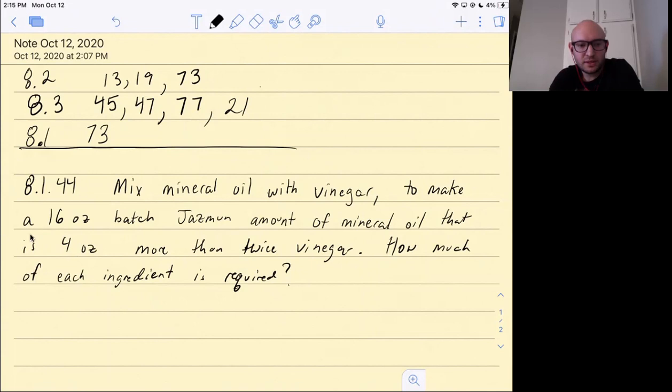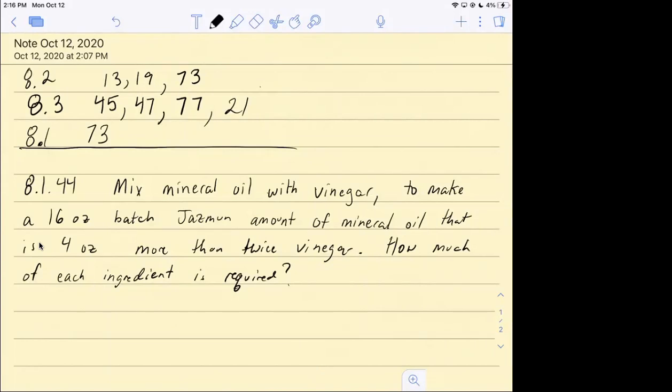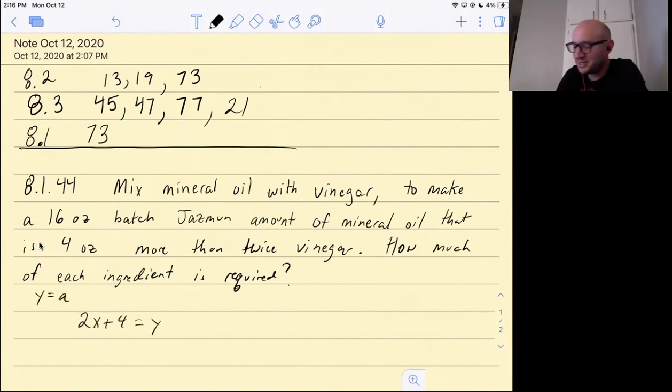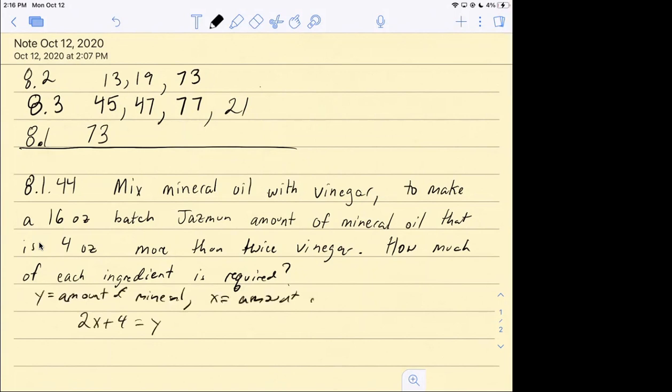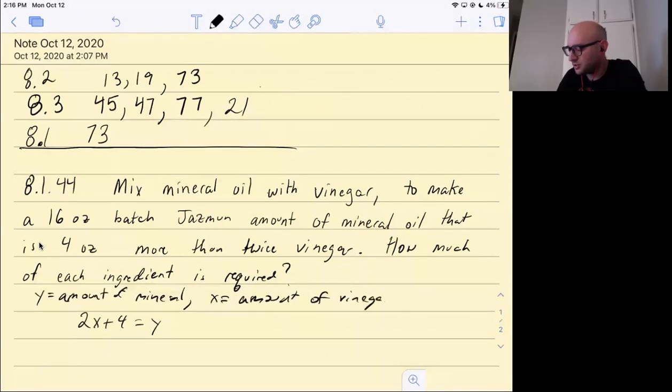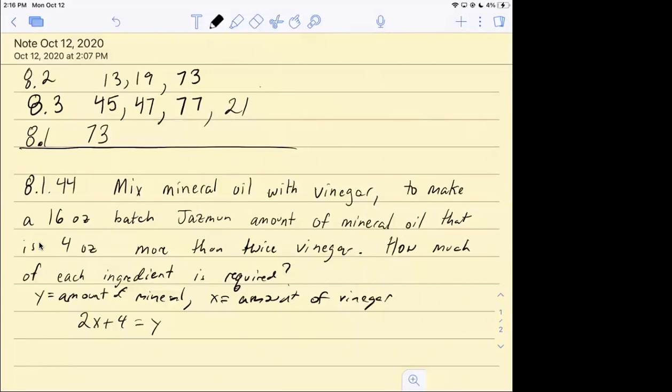Nice. Savannah, would you mind sharing kind of what your idea was? You did a great job. Sure. So the equations I used were 2x plus 4 equals y, where y equals amount of mineral oil and x equals amount of vinegar. Nice. And one little comment, and this is a really small detail, but make sure you write "amount of mineral oil." It's a really tiny thing, but it's going to be important for other problems. Okay. X amount of vinegar. Excellent. And then x plus y equals 16.